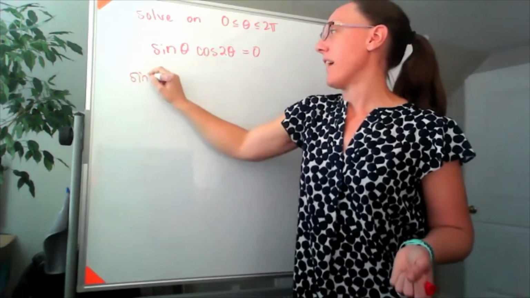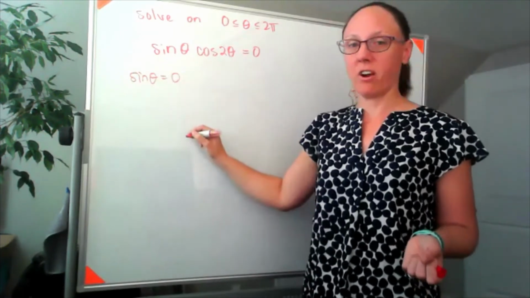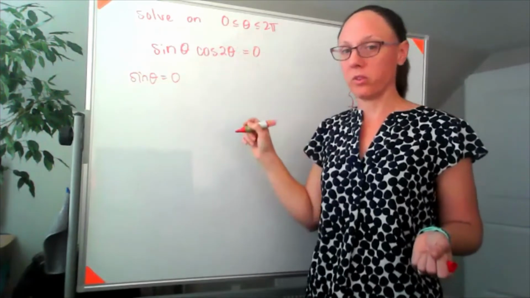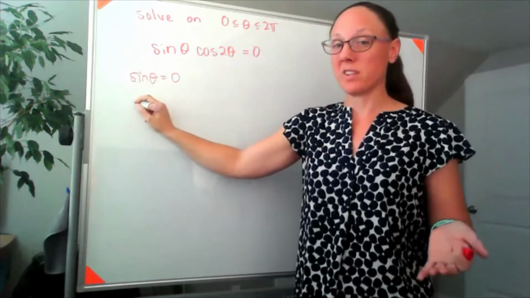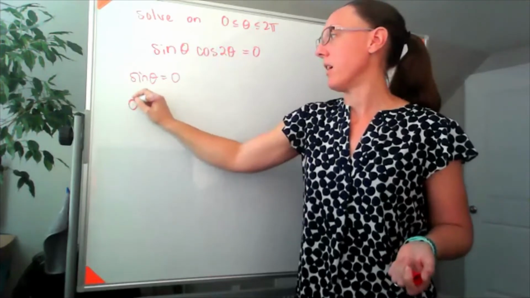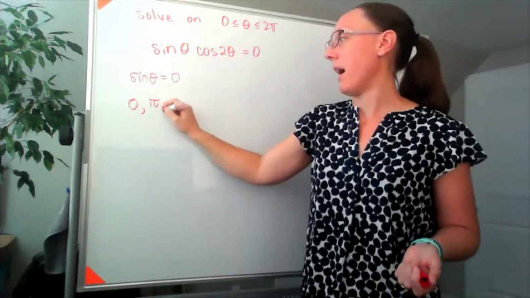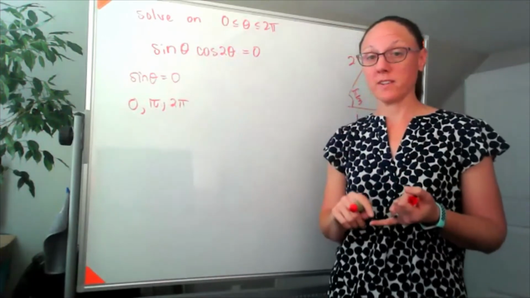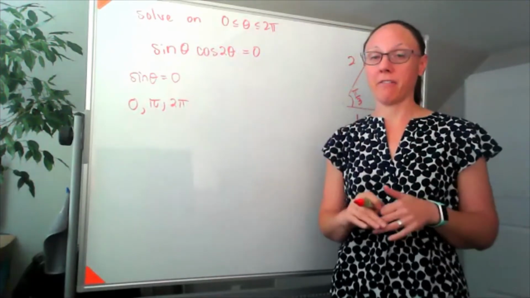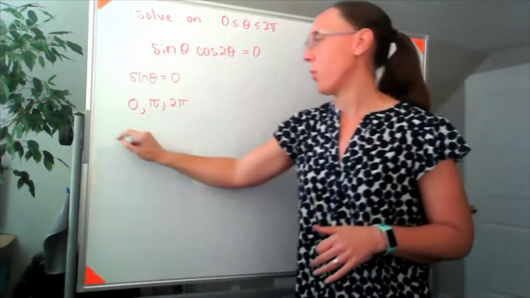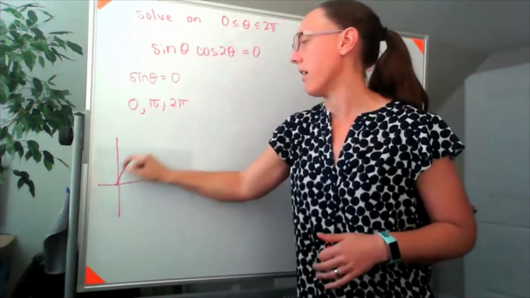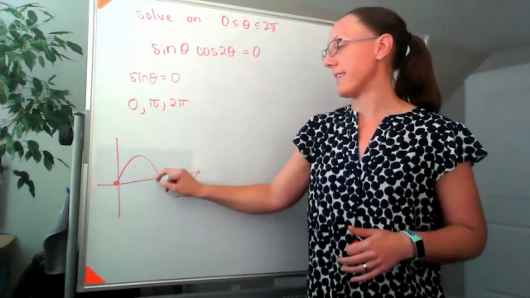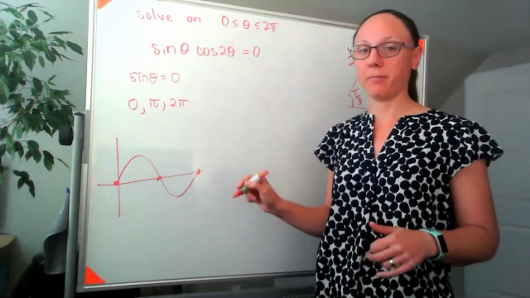If sine of theta is equal to 0, and I'm on 0 to 2 pi inclusive of both, then the angles where sine is equal to 0 are 0, pi, and 2 pi. You can think about that from a unit circle, from having memorized a chart, or from a graph of sine of x, where I'm going to hit zeros at 0, pi, and 2 pi.